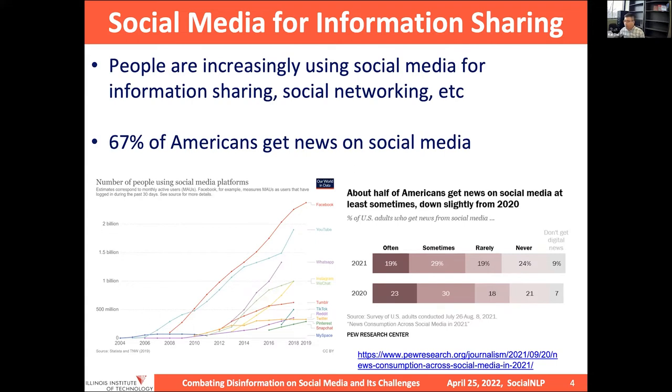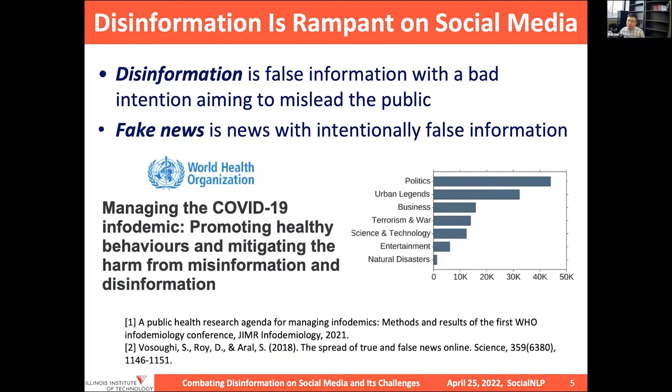And the number of users using social media is increasing a lot, as you can see in the bottom left figure. A recent post from Pew Research Center shows that about half of Americans get news on social media, at least sometimes. And around 67% of Americans got news on social media in 2021, okay? So it's a lot of people. Well, social media is like a double-edged sword. It also enables the widespread of disinformation, including fake news.